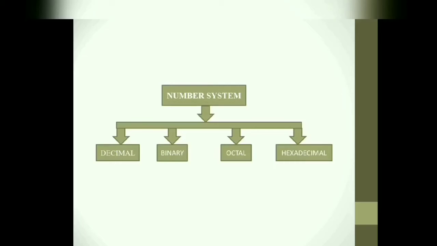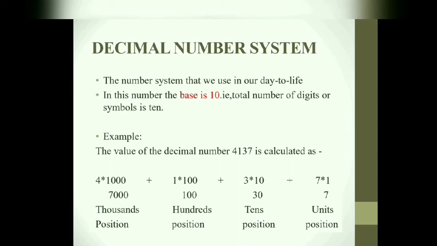How different number systems are used in computers to represent data. There are 4 types of number system: decimal, binary, octal and hexadecimal. Decimal number system is very familiar to us, we use it in our day-to-day life. In this number system, the base or radix is 10, that is, the total number of digits is 10.